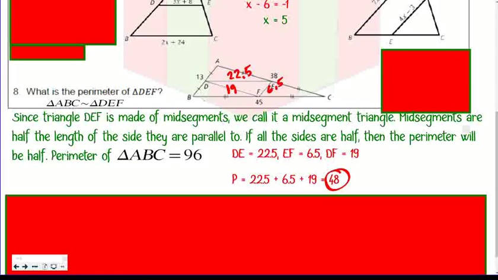Well, if I add up the perimeter of ABC, it's going to be 96 because 13 plus 38 plus 45 equals 96. So that means that the perimeter is similar to the larger perimeter. How similar is it? It's half, because all the sides are half.